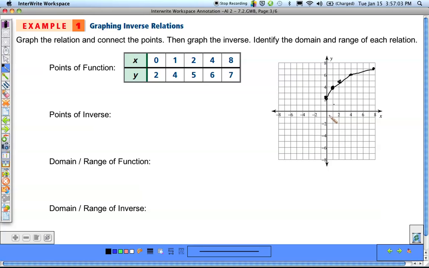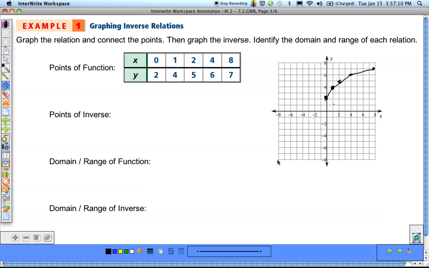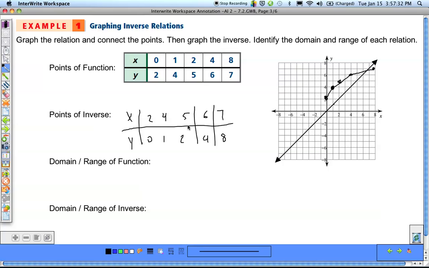That's our original graph. Now, if we want to find that inverse, you have two options. You can take it and reflect it over that line, y equals x, which is going to be this line, but that may be a little bit difficult to reflect those points. The other way that we talked about is literally just flip the x's and the y's. You're going to switch them. So 0, 1, 2, 4, 8 would become the y's, and 2, 4, 5, 6, 7 will become the x's. And when we graph these, we should see them be reflected over this line.